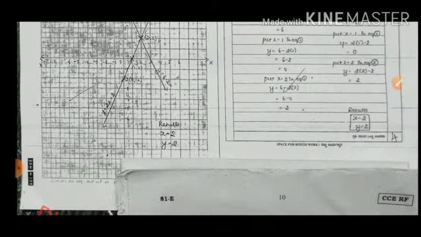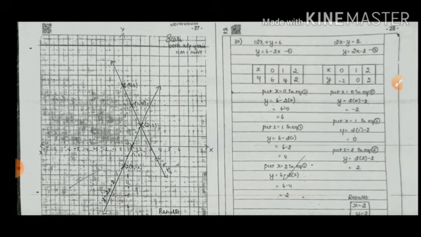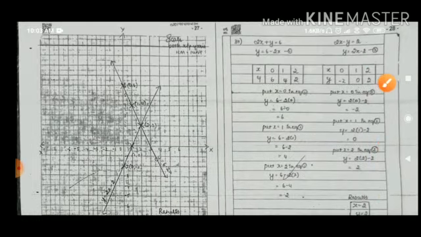So next it is a graph question. Again a graph question. What is a graph question? Find the solution of the following pair of linear equations by graphical method. Again they will give two equations, 2x plus y is equal to 6, 2x minus y is equal to 2. So now, as I told you, please express them in terms of y. Clear? So this is how the presentation should be. Don't scribble, don't write carelessly. See how the page is laid out.